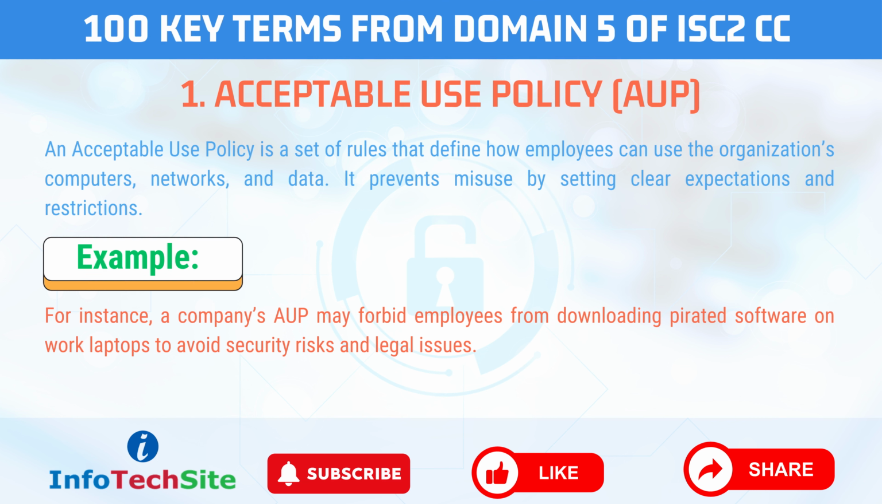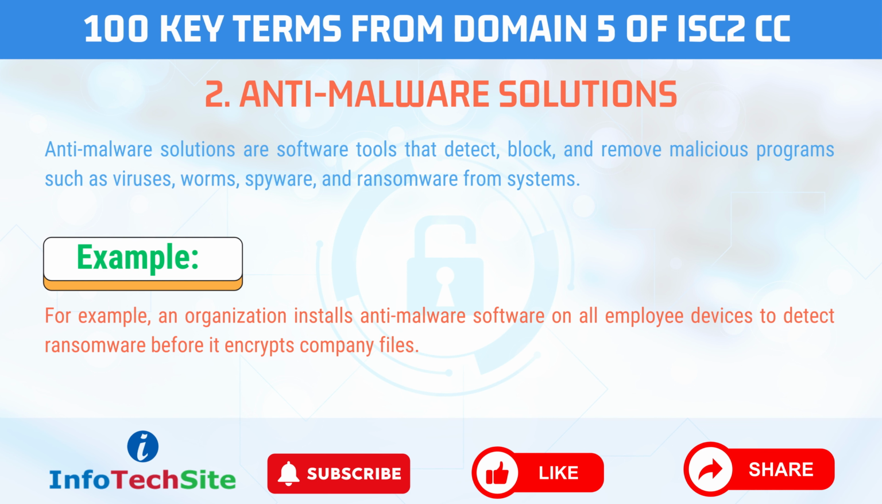1. Acceptable Use Policy, AUP. An acceptable use policy is a set of rules that define how employees can use the organization's computers, networks, and data. It prevents misuse by setting clear expectations and restrictions. For instance, a company's AUP may forbid employees from downloading pirated software on work laptops to avoid security risks and legal issues.